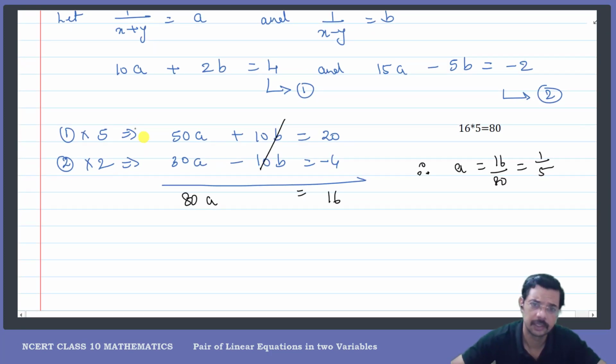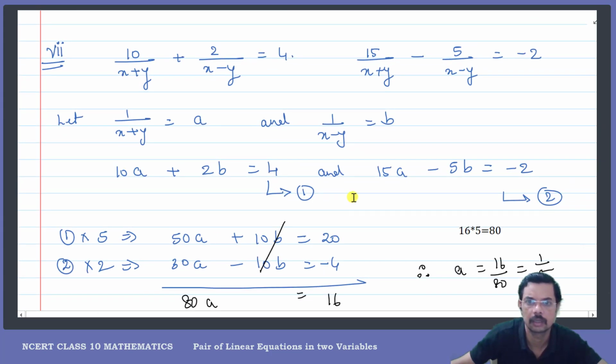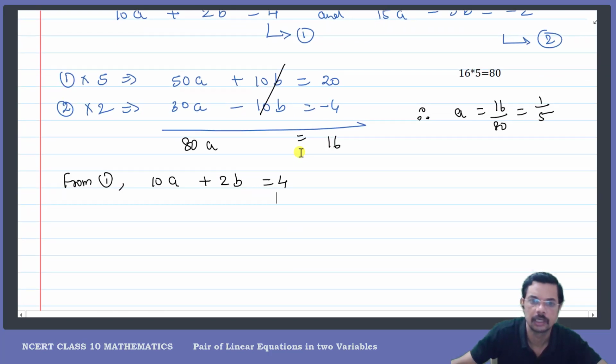Same way, you take any one of the equations. I'll take the first one. So from equation 1, what we have is 10a plus 2b equal to 4. I could have simplified the first one by dividing by 2. It's okay, let it be like that. 10a plus 2b equal to 4. So I'll take a equal to 1 by 5.